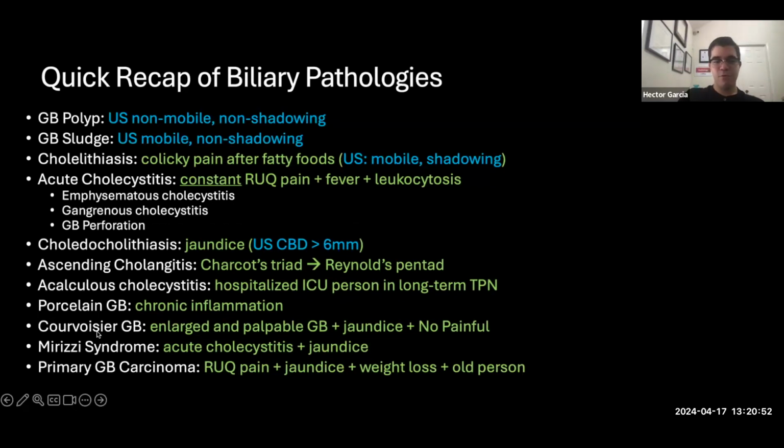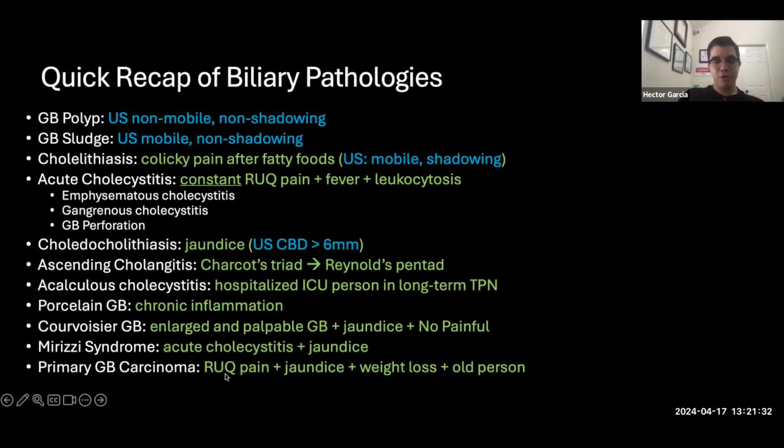And then the Courvoisier gallbladder, that's usually due to malignancy, is the enlarged palpable gallbladder. There is jaundice and it's not painful. And this is because it's not due to a stone. And then the Mirizzi syndrome, which we talked about, is acute cholecystitis plus jaundice in this case, because we are blocking the common bile duct. And then the board answer for the complication will be a cholecystocholedochal fistula. Yes, it's a fistula between the cystic duct and the common bile duct. That's the UWorld answer for that.